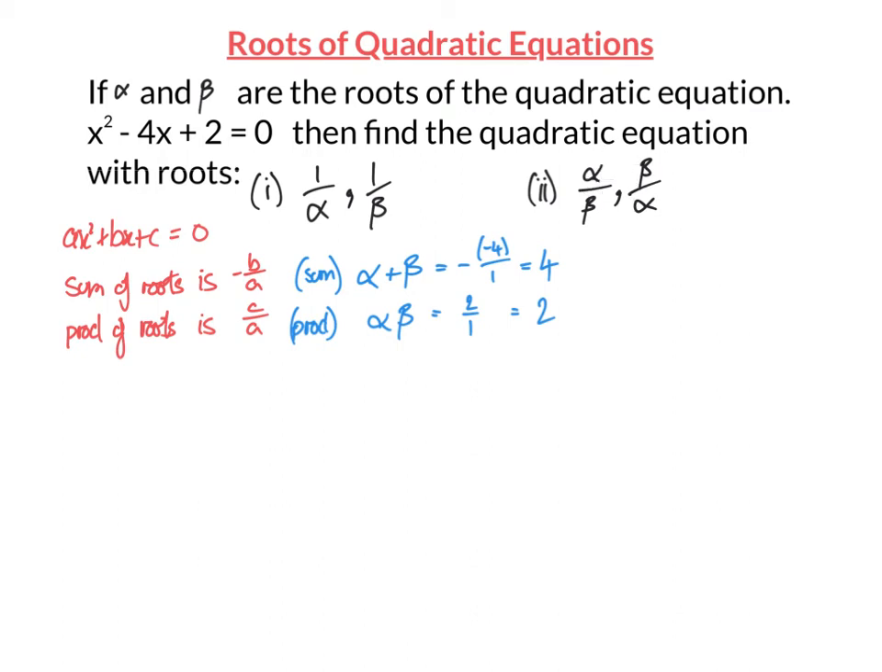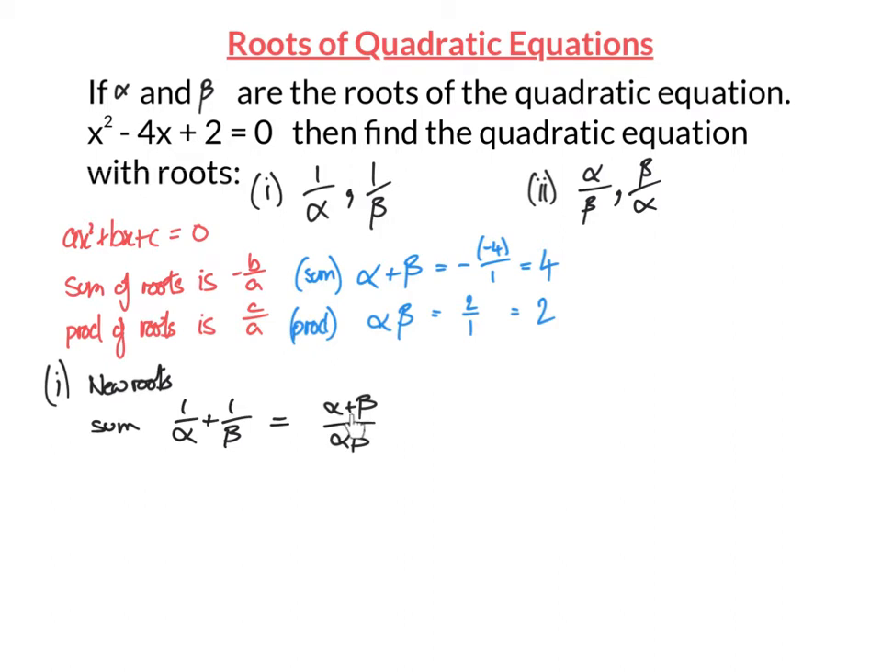Okay, so let's look at part 1 then. So if you look at the new roots, then their sum, if I just take those roots together, their sum is 1 over alpha plus 1 over beta. That's just adding those two roots together. But if we work with that, let's get a common denominator. It's going to be alpha beta, and I need to multiply the first one top and bottom by beta and the second by alpha, but we end up with alpha plus beta over alpha beta.